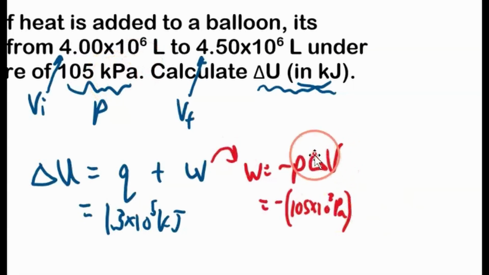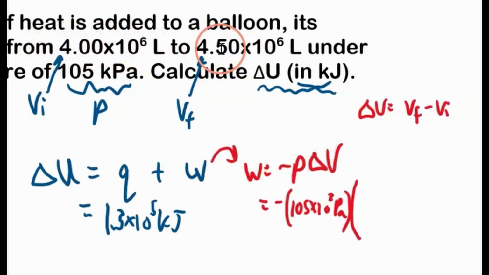Now, remember this delta V. Delta V is equal to the final minus the initial. That's what the delta means. So we're going to multiply it by the final volume, which is this one right here, 4.50 times 10 to the 6 liters minus 4.00 times 10 to the 6 liters. Okay, so that's the change in volume.